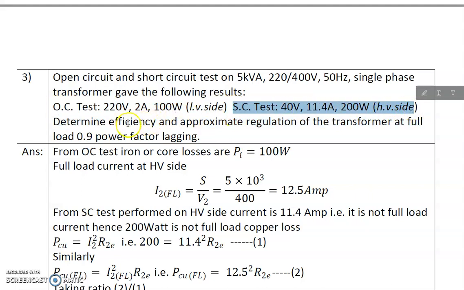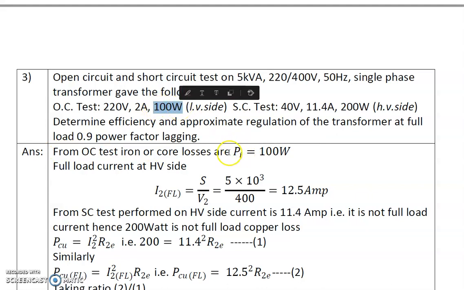Okay, so we have to determine the efficiency and approximate regulation of the transformer at full load, 0.9 power factor lagging. We will see this condition later. First, the OC test always gives you the iron losses. Whatever the power consumption in the OC test, that is nothing but the iron losses.